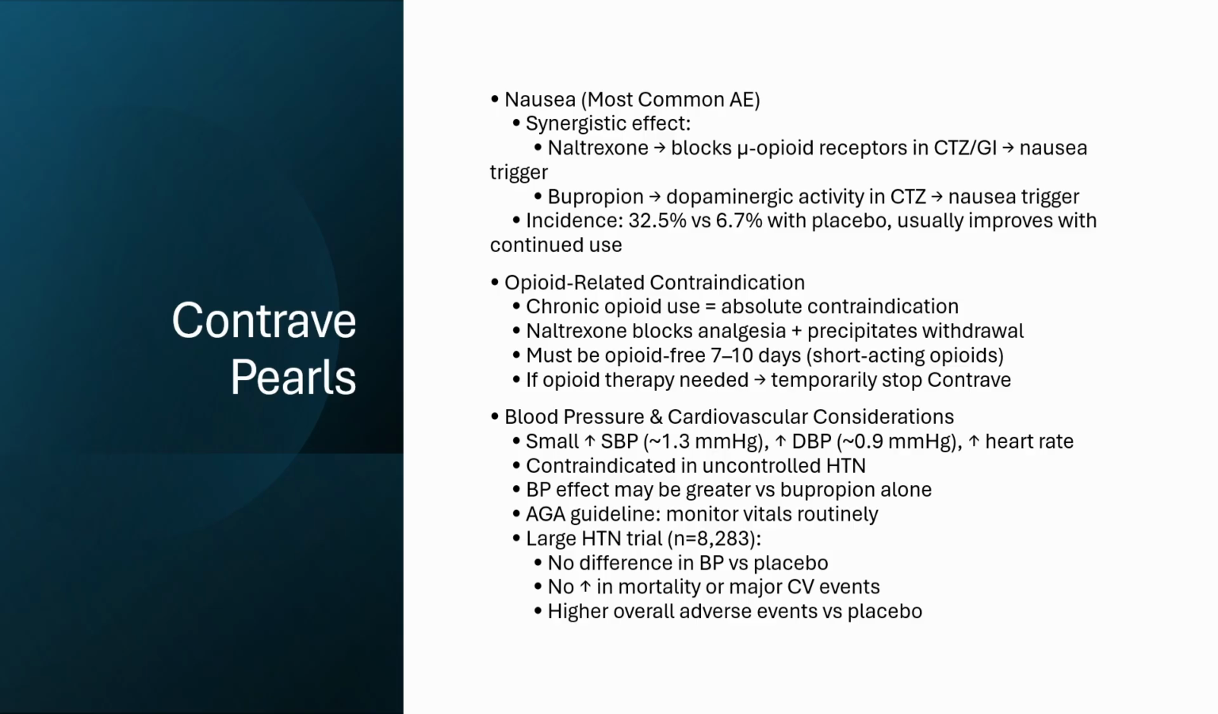Chronic opioid use is an absolute contraindication to Contrave. Naltrexone antagonizes all opioid effects, preventing pain relief and precipitating opioid withdrawal. It's recommended to have patients be opioid-free for 7 to 10 days for most short-acting opioids. For opioid-naive patients who require opioid treatment, Contrave should be temporarily discontinued.